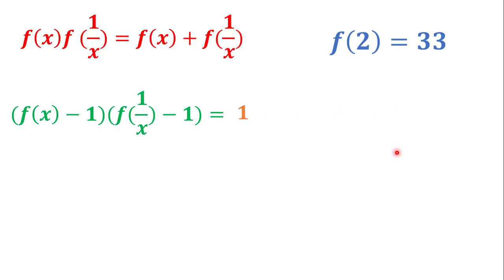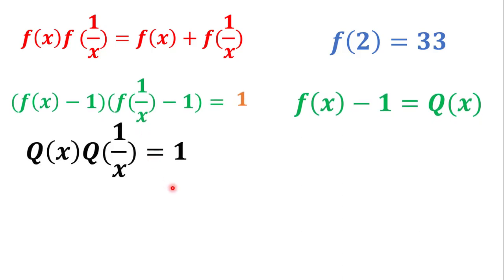Now we want to introduce a function q of x, and we put q of x equals f of x minus 1. So this equation becomes q of x times q of 1 over x equals 1.